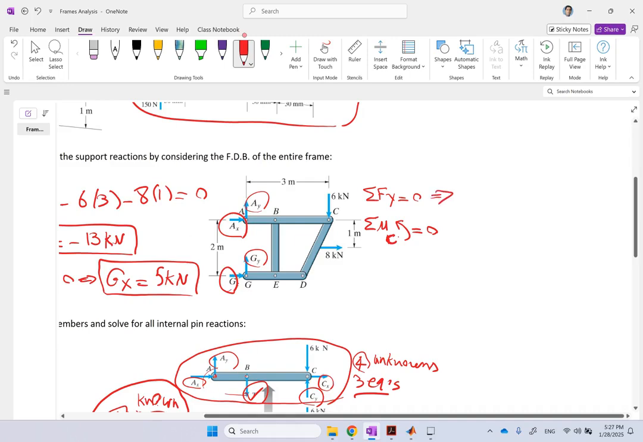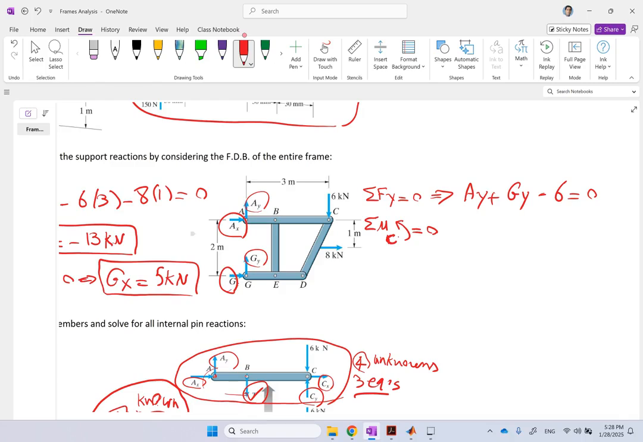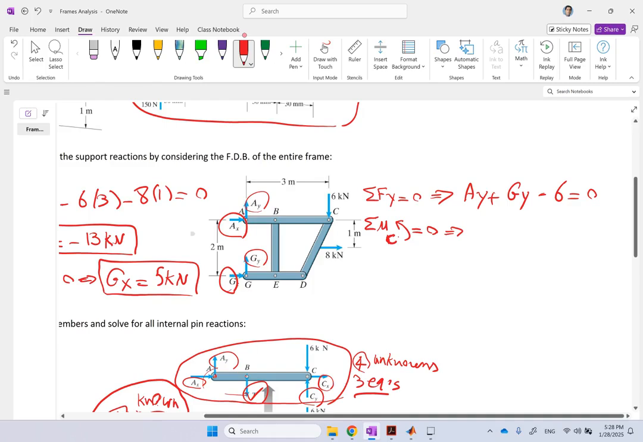So sum fy is going to be what? It's going to be ay plus gy, right? And then what? Minus 6. That's this equation, correct? Now let's take some moment about c or any other point. It doesn't matter. Let's just use c, which removes ax. So what would you get here? Ax passes through it, so nothing. Ay does a clockwise, so it's going to be negative ay times 3. That's for ay. This 6 doesn't do anything.